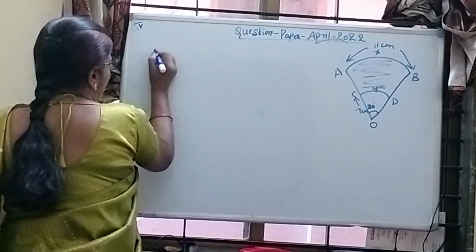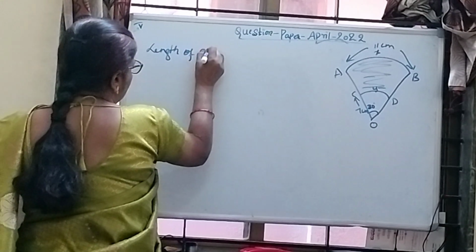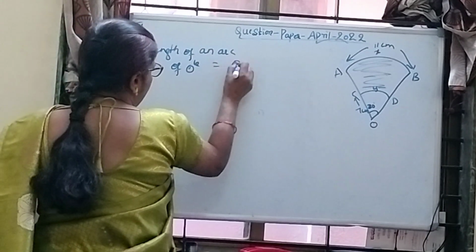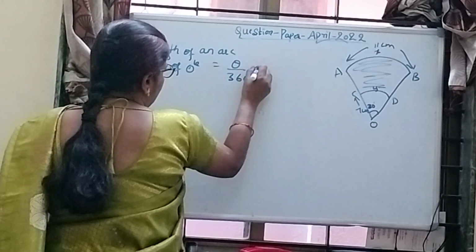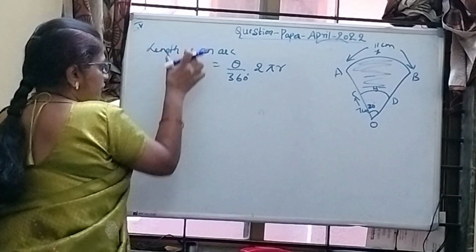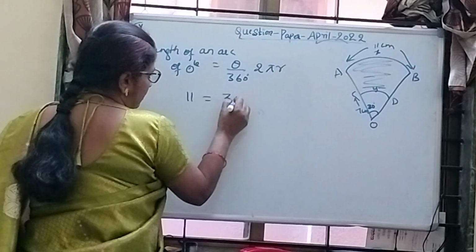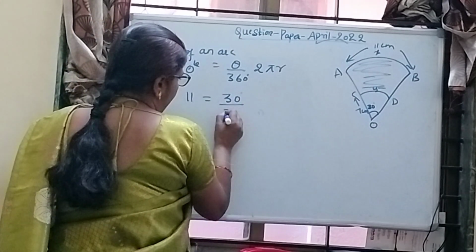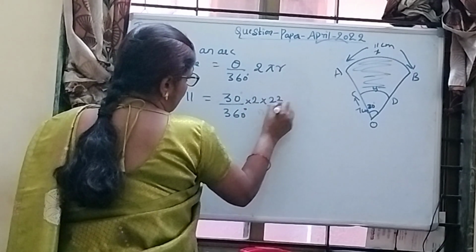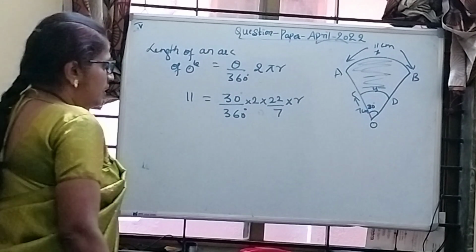We know the formula: the length of an arc of a circle is theta by 360 into 2 pi r. And here the length of the arc itself is given as 11. Theta is 30 degrees divided by 360 degrees, into 2 into 22 by 7. We don't know the radius. We need to find the radius.